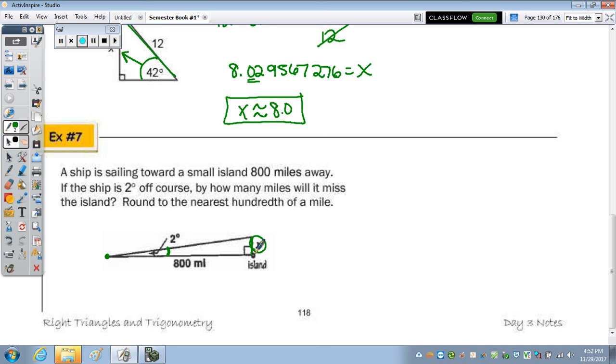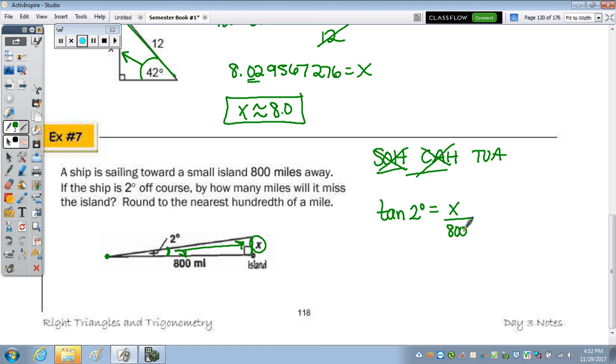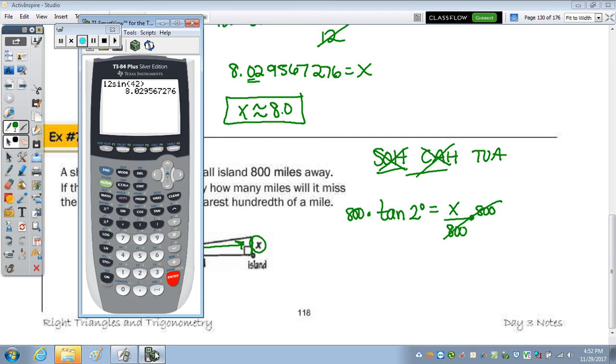And if you write it out, sine and cosine both have the hypotenuse. So if you're unsure, we automatically know it's going to be tangent. So it's tangent of the angle, so tangent of 2 degrees, equals the side opposite, which is x, over adjacent, which is 800. So the opposite of dividing by 800 is multiplying. So on the calculator, 800 tan of 42 gives me, oh, why did I type in 42? It's 800 tan of 2. There we go. That looks much better. So it's only 2 degrees off, so it couldn't have been 720 miles.